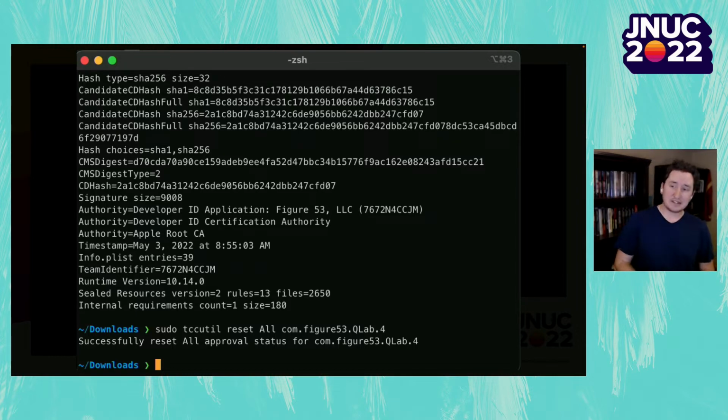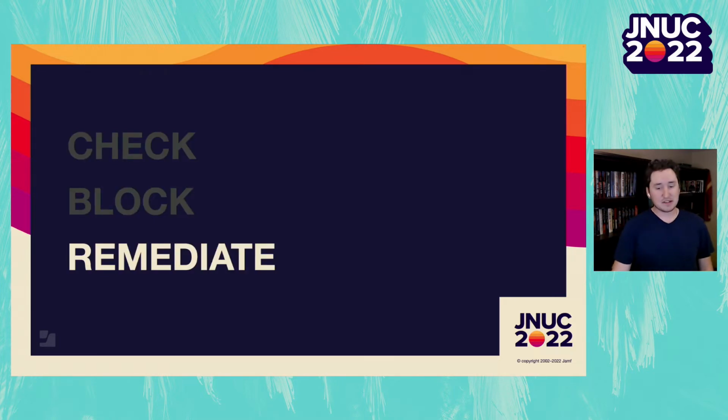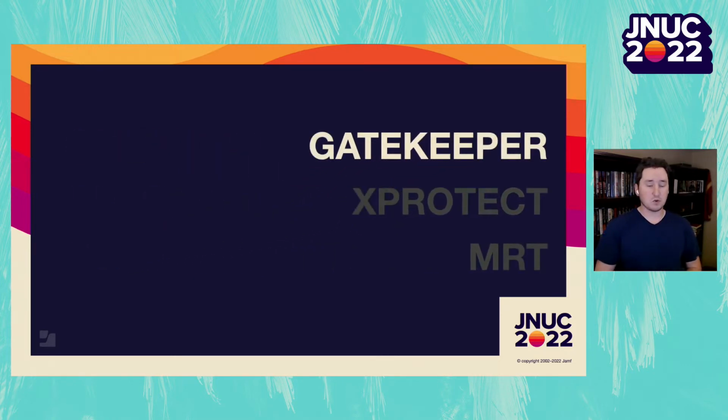So that's a brief mention on TCC, but really the three main tools, in my opinion, or three main components form to this: check, block, and remediate. So we're going to step through each of these separately, but first we're going to start with check. And these actually map over quite well to three tools on macOS, which are Gatekeeper, XProtect, and the malware removal tool. So we'll talk about Gatekeeper, which is enforced by syspolicyd.